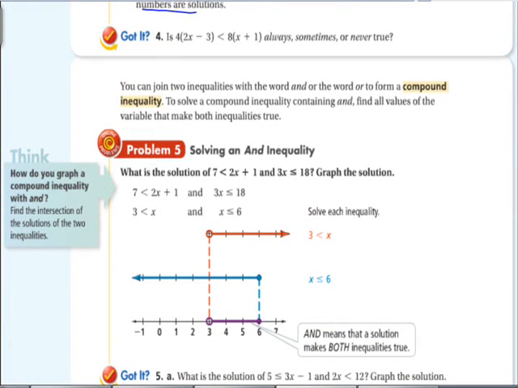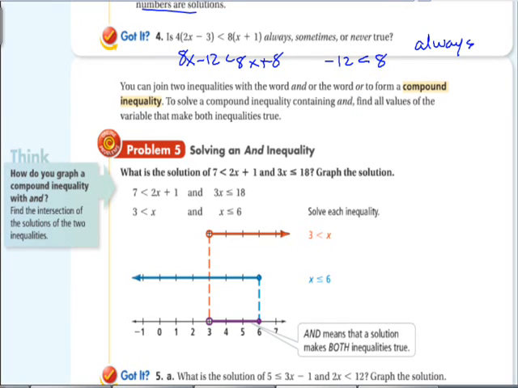Take a look at number 4. Pause the video, try number 4, and see if you get always, sometimes, or never. Okay, so I'll walk you through this one. You've unpaused. This is 8x minus 12 is less than 8x plus 8. If I subtract 8x from both sides, I get negative 12 is less than 8, and that is always true.